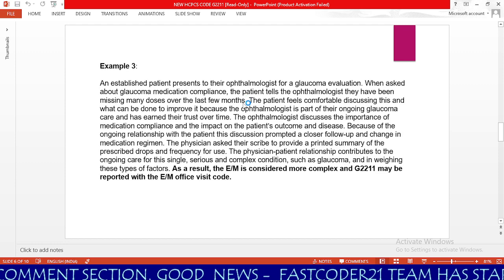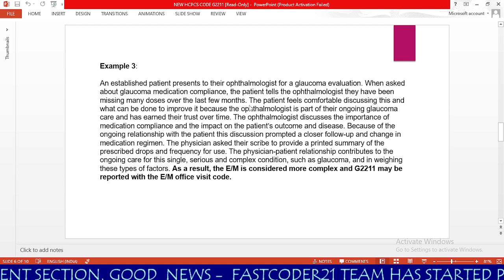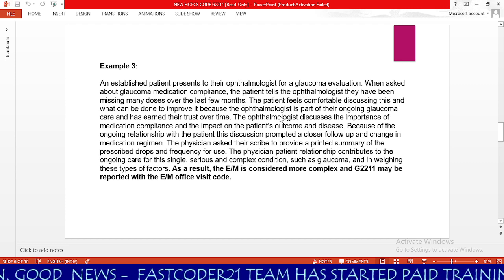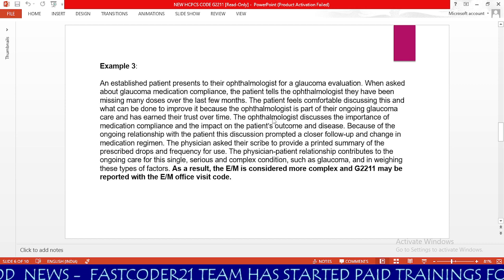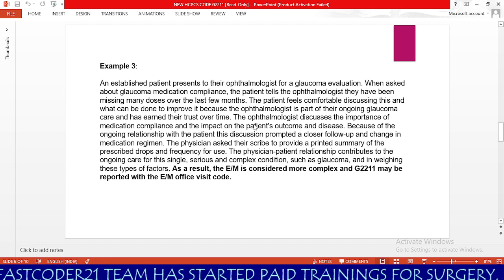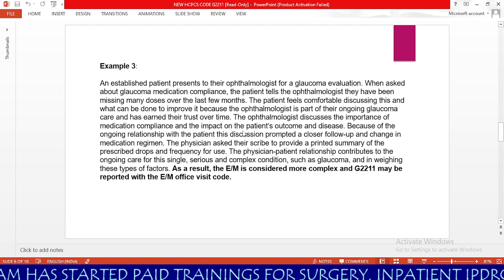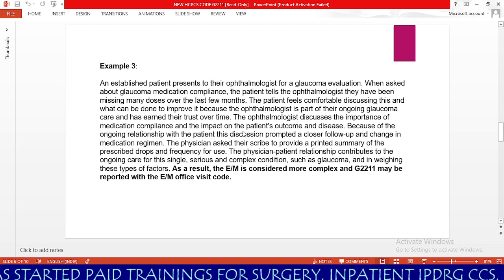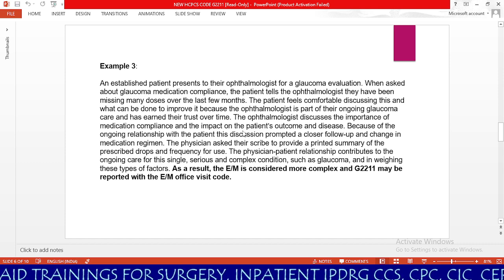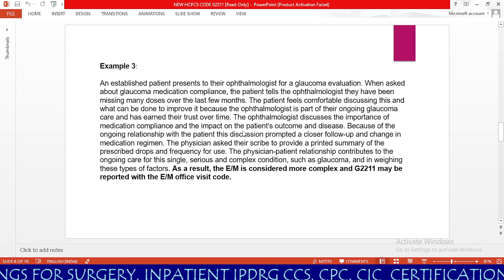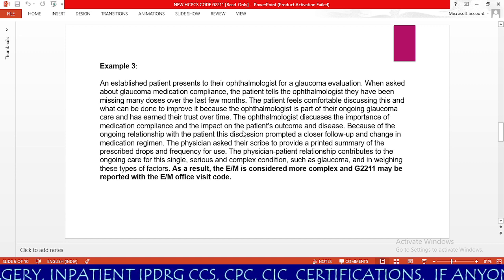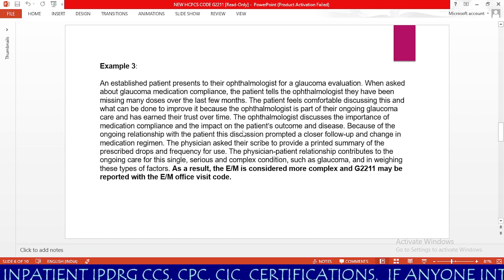Here we also have one more scenario. Here the patient has glaucoma. The patient visits an ophthalmologist for glaucoma evaluation. Here also the patient missed the medications and informed the ophthalmologist. As the ophthalmologist is providing continued care to the patient, the physician interacts with the patient and the patient will tell the truth to the physician.